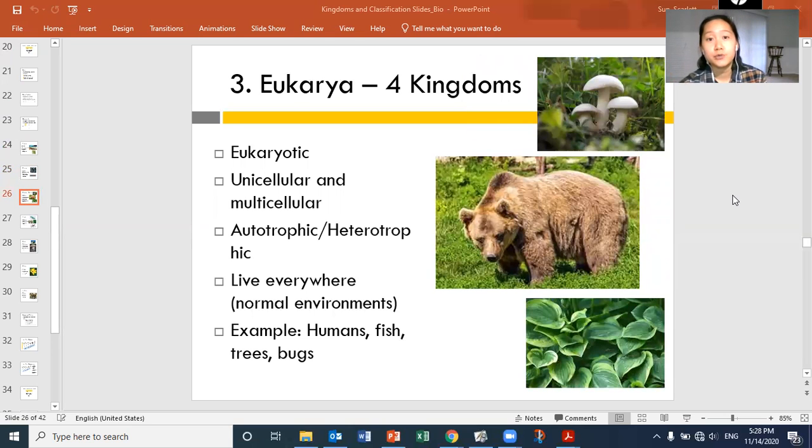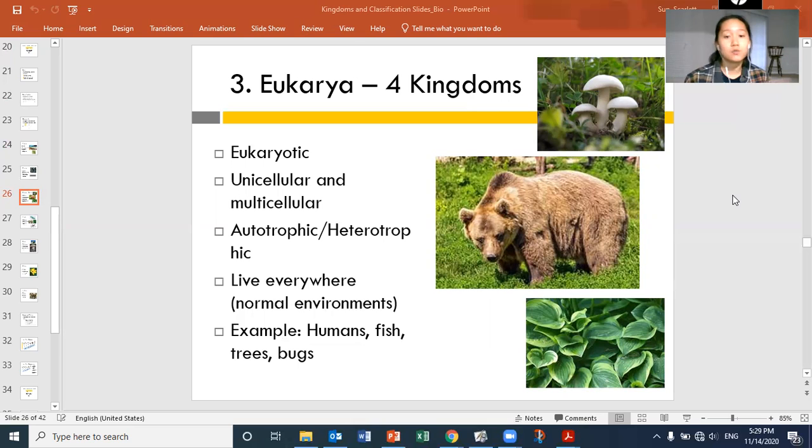The third one is Eukarya, and Eukarya has 4 main kingdoms, so we'll get into that after this. So Eukarya obviously are named after being eukaryotic, or eukaryotes, which means that their cells have a nucleus, which means their DNA is contained. Some eukaryotes are unicellular and some of them are multicellular. And then obviously some are autotrophic and some are heterotrophic, and they live everywhere in normal environments as well.